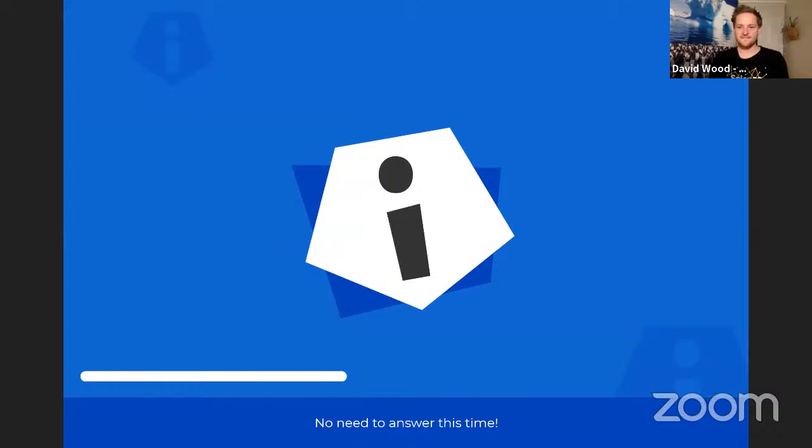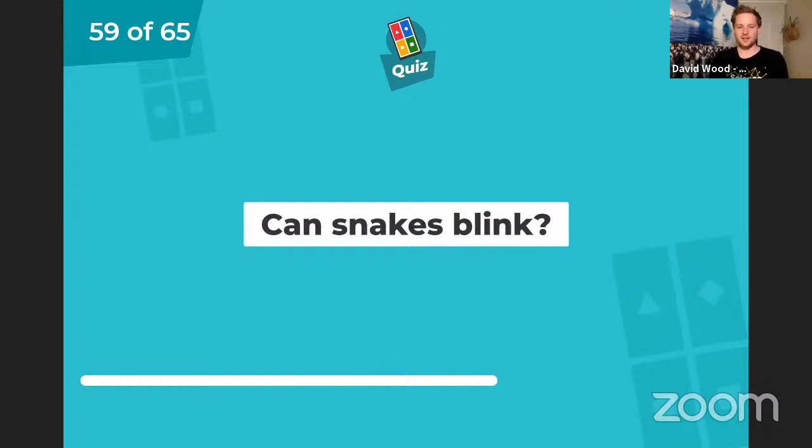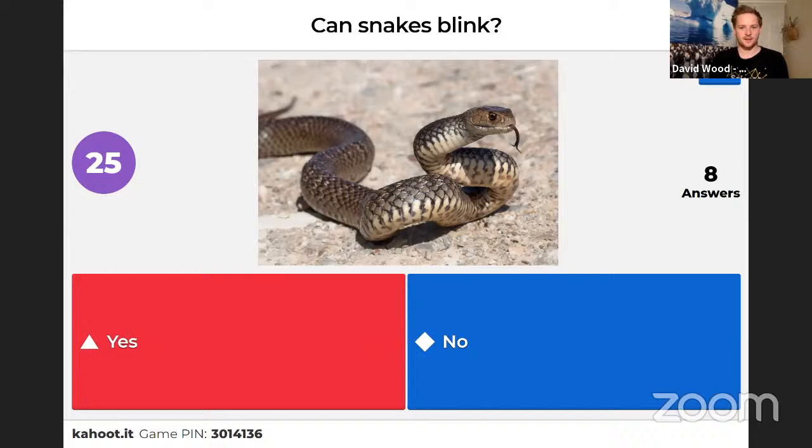Question three. It's another one. Can snakes blink? Not sure what species of snake we're looking at here, but can snakes blink? Yes or no? Get those answers in as quickly as possible. Can they blink? Yes or no?